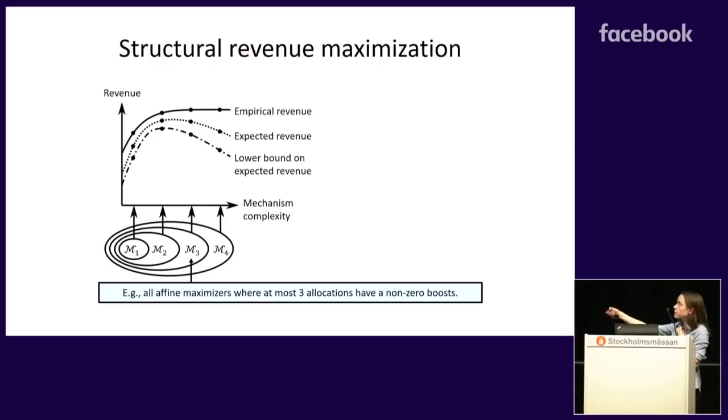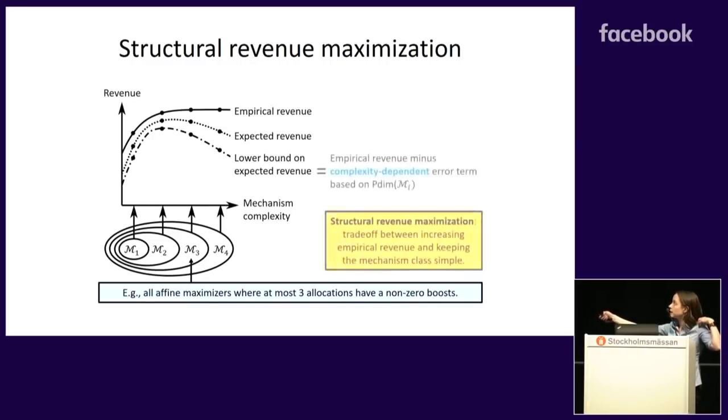So what structural revenue maximization at a very high level allows us to do is see when we've started overfitting. It allows us to formulate a lower bound on expected revenue, which is complexity dependent. So it's the empirical revenue minus some complexity dependent term, which is based on the pseudo-dimension of that individual subclass. So structural revenue maximization is basically the process of optimizing this trade-off between revenue maximization and also keeping the class simple.